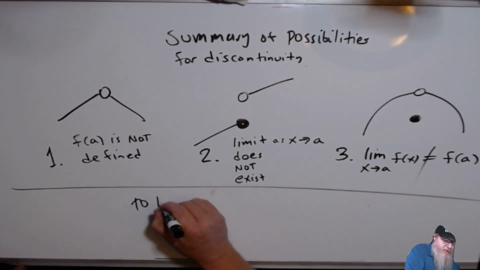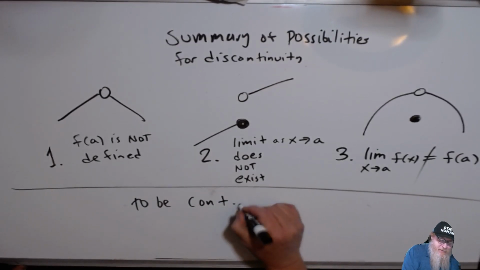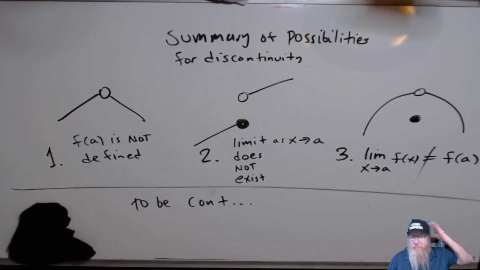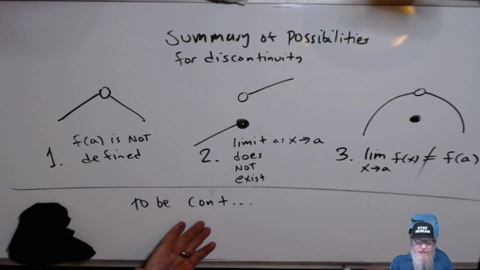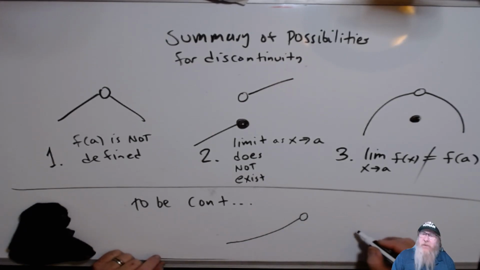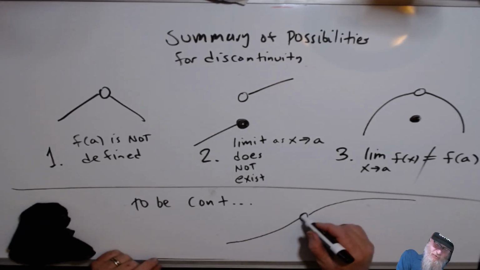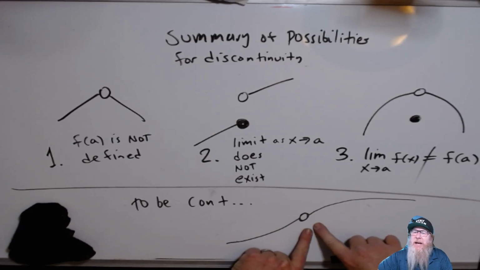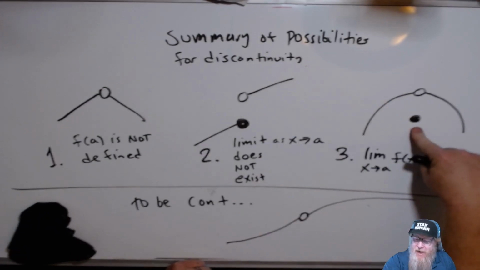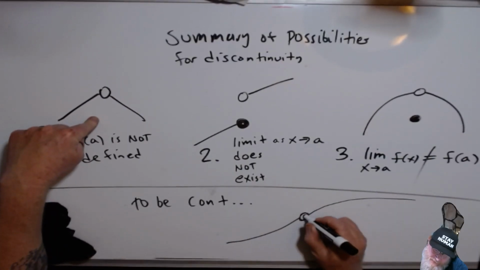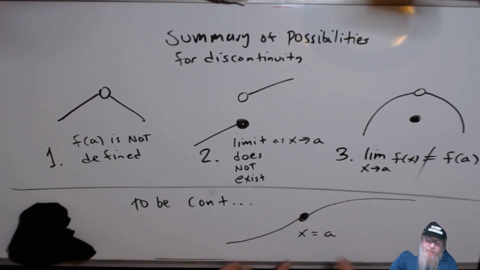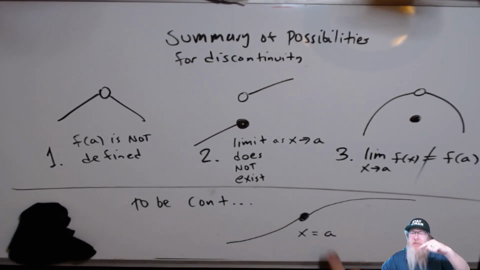To be continuous, none of these things can happen. You have a hole, you have another hole, so the two holes line up with each other. That's what it means for the limit to exist. And then not only is the function defined, but it's defined in just the right way so that when you plug in your a, it fills the hole exactly.